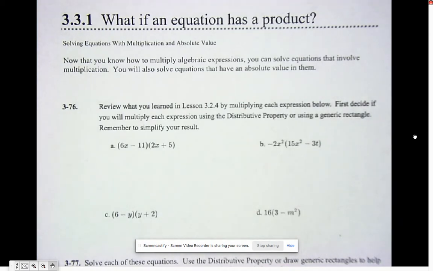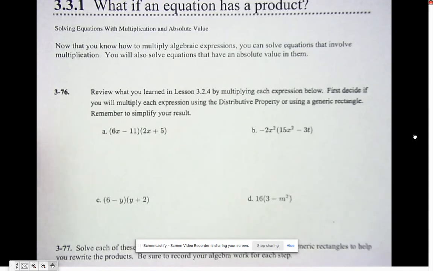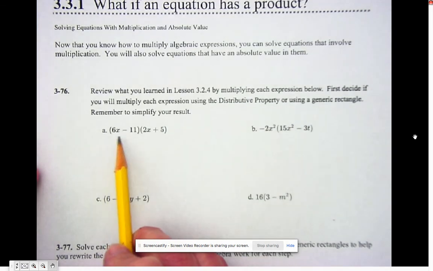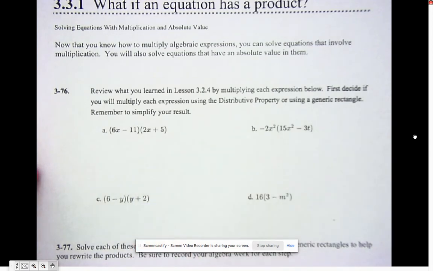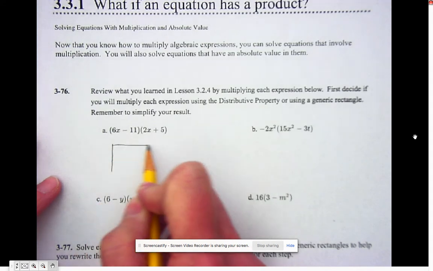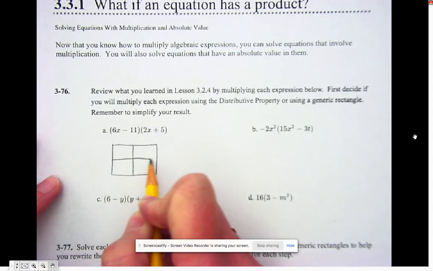Okay, so this first part is just review. If you printed out this paper, you can do the work on here. If not, you can just do it in your notebook. But I want you to start out by seeing if you just multiply 6x minus 11 times 2x plus 5. All right, did you think to maybe make a generic rectangle? Or if not, you might have just done FOIL to make sure you get the parts.